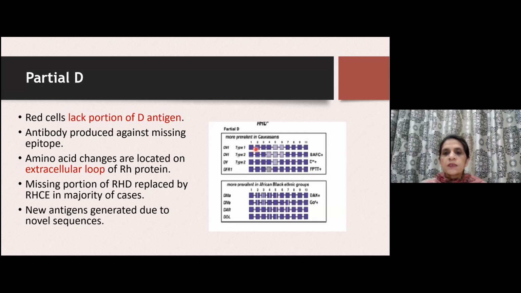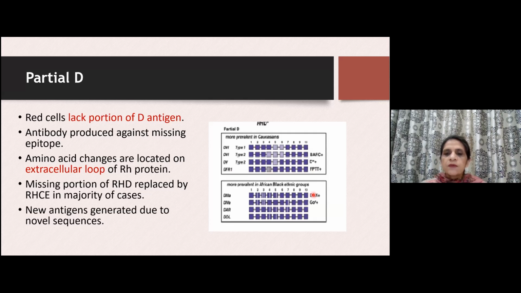And over here, we can see that this darker portion represents the D gene portions, exons of the D, and these lighter portions are the exons of the CE, which are replacing the D gene. And at times there may be just a few amino acids, and so it may give rise to such stripe patterns of the exons, or a complete exon may be replaced.